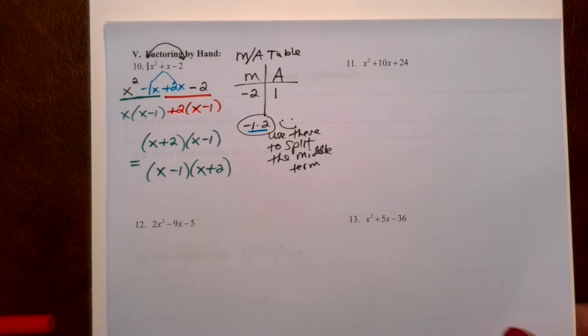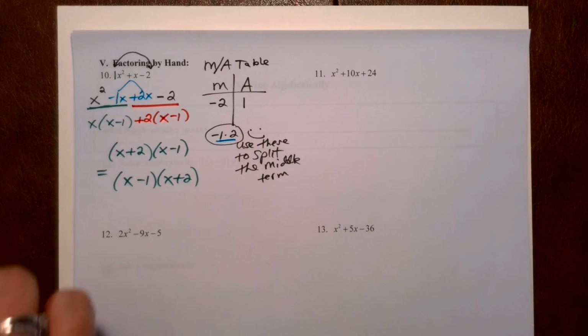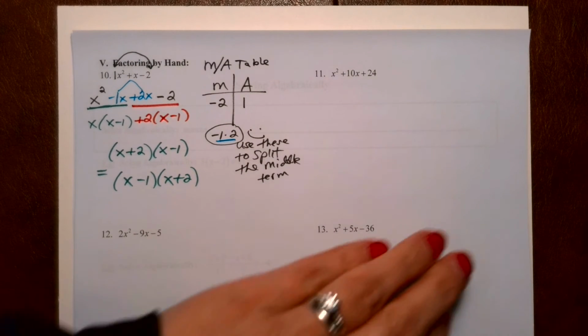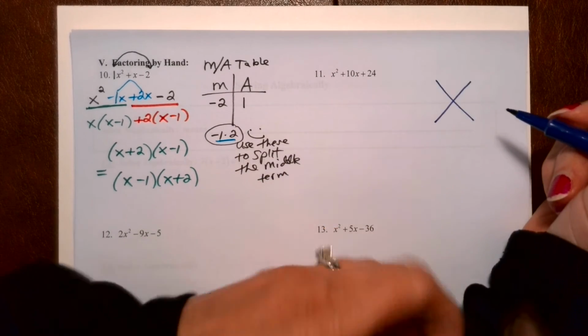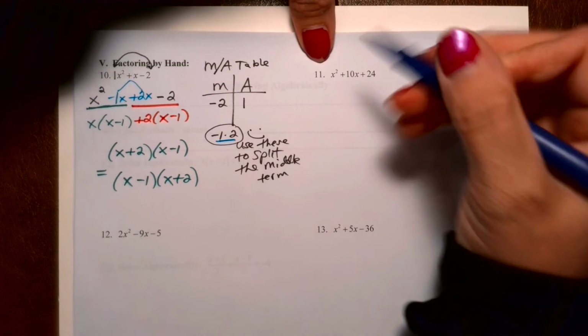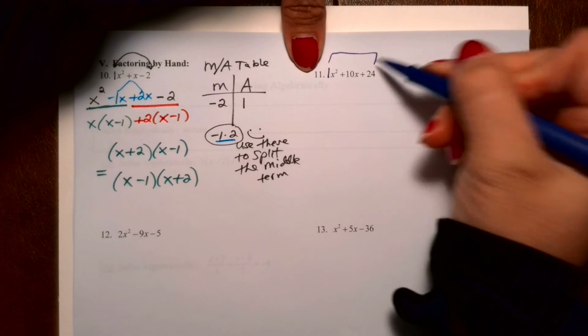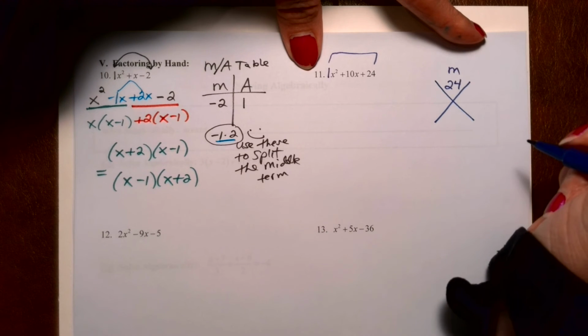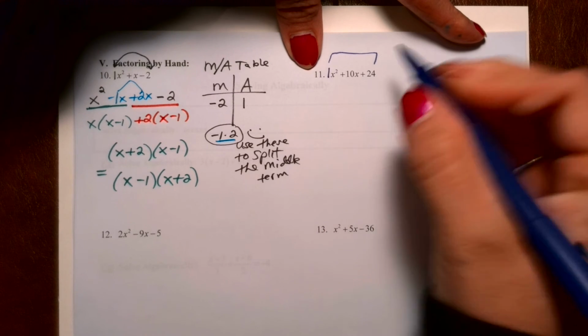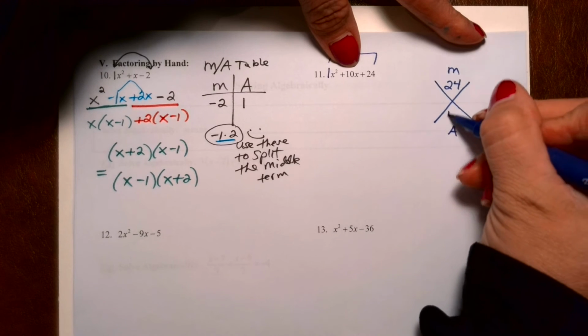Let's go over this again. Let's do the MA table, but sometimes people actually do it with a crisscross or a wheel. It's the same technique really. So we're going to take 1 times 24, and we're going to make 24. So here's where the multiply number goes. And then the add number is 10. The add number is 10.